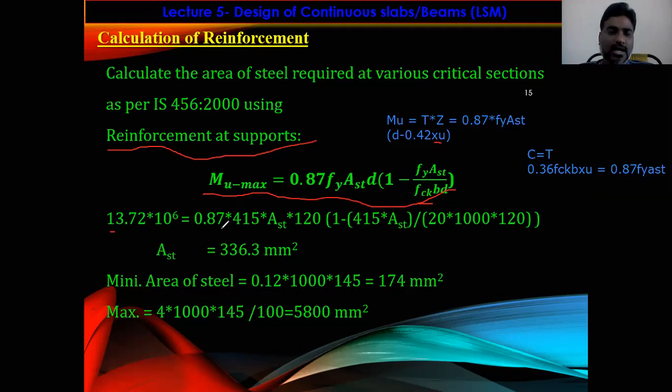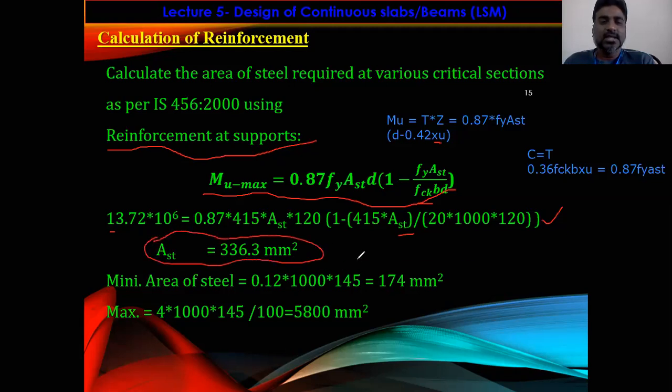right? And if you substitute the values, that is 13.72 into 10 power 6 equal to 0.87 into 415 into area of steel into 120, and if you solve this equation, the area of steel we get as 336.3, right?